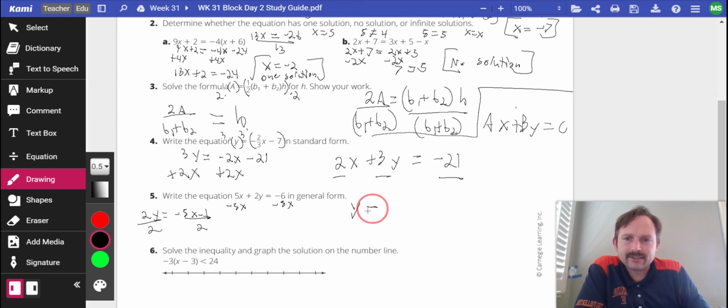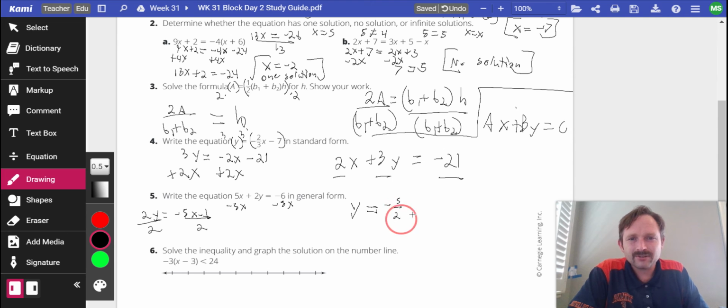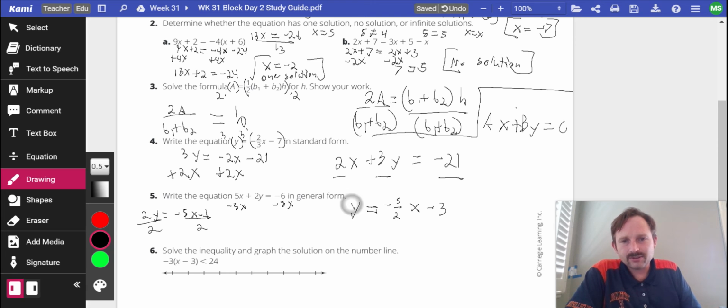Rewriting that, I'll get y is equal to negative 5 divided by 2 x. We don't need to solve it, just put negative 5 divided by 2. Oh, I'm sorry, it wasn't y, it was x. My fault. But just leave it as a fraction. Negative 6 divided by 2 is negative 3. All right, that's your general form. I like to call it slope-intercept form, but yeah.